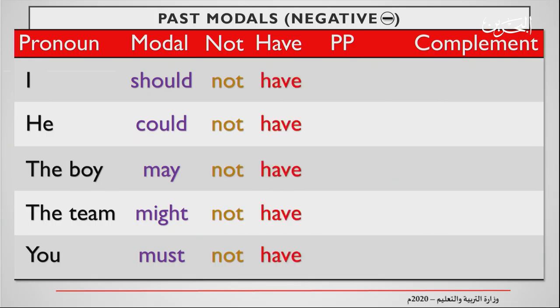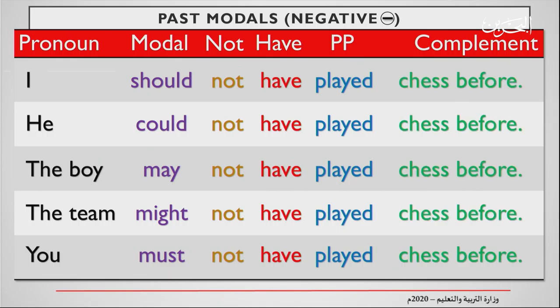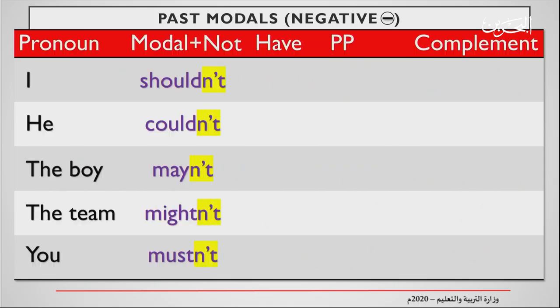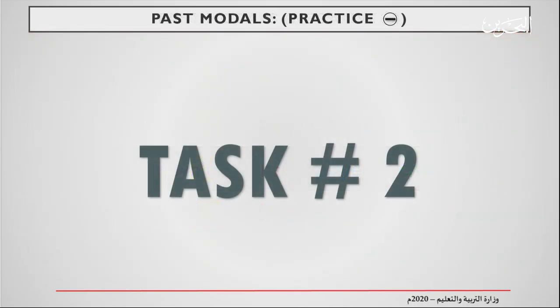So we have the word have, and then the past participle played, just like before. But we can also abbreviate could and not, may and not, modal and not, just like this. Shouldn't, couldn't, mayn't, mightn't, mustn't. Then we add have and the past participle, then the complement.